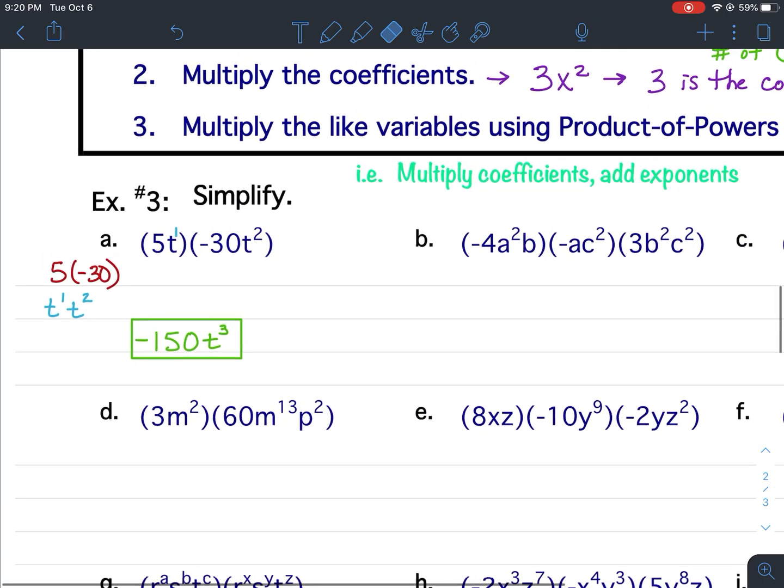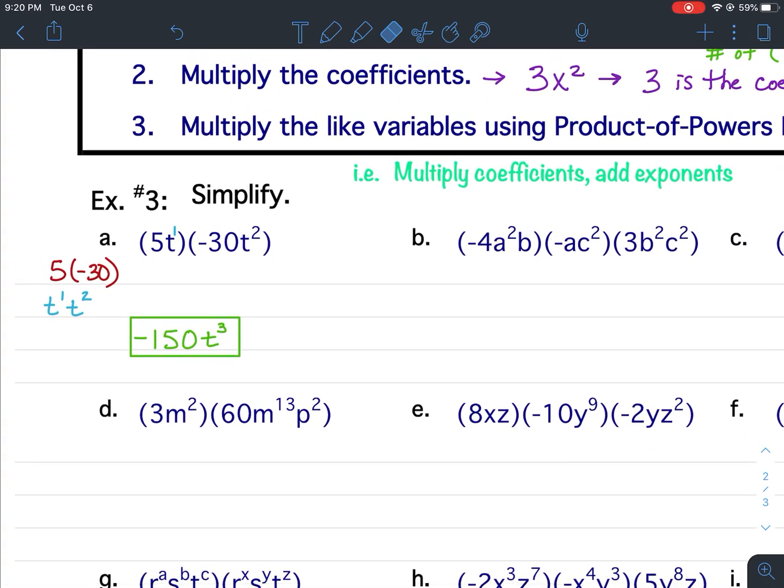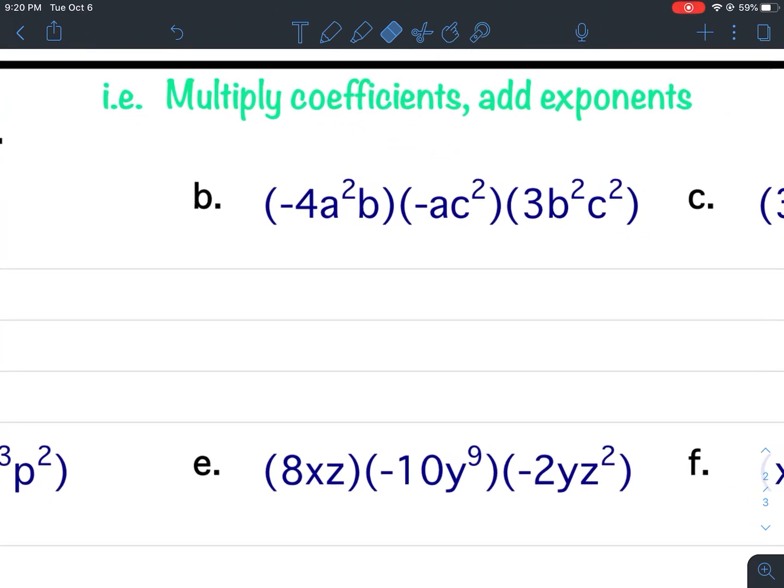All right, let's try a more difficult example. That one was fairly simple. Let's try a more difficult one. Well, before I do anything here, I need to put my 1s. In other words, if I don't have a coefficient, I put a 1. If I don't have a variable, I put a 1.